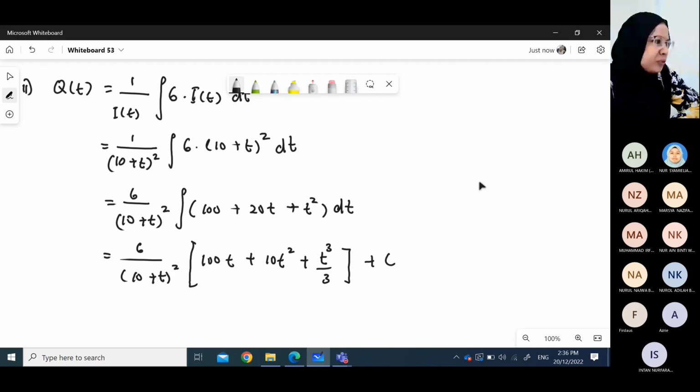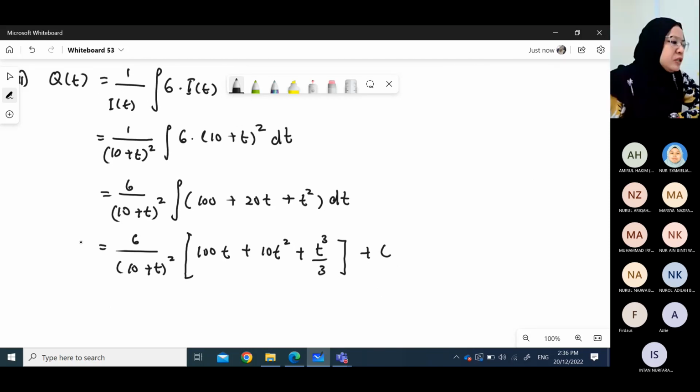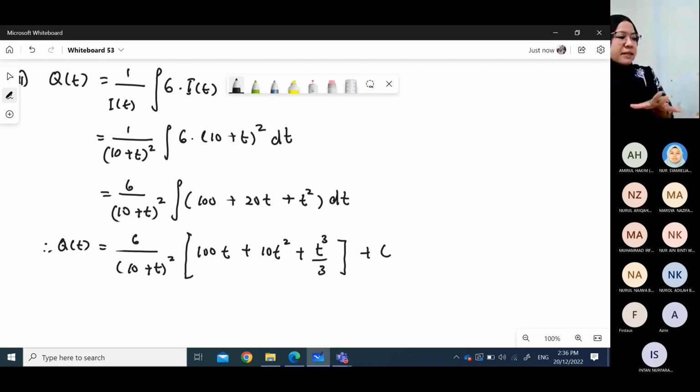Boleh. Okay, so now we have this. Therefore, quantity of salt at any time t, or quantity of substance at any time t, is 6 over (10 plus t) squared, multiplied with 100t plus 10t squared plus t to the power of 3 over 3 plus c. Okay, so this is a general solution.